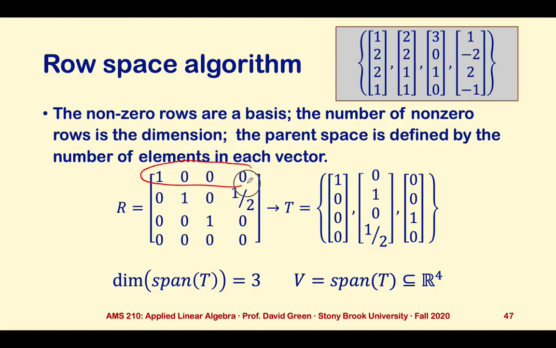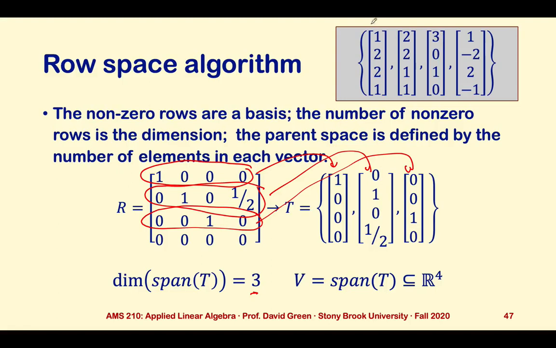The first row gives us 1, 0, 0, 0. The second row gives us 0, 1, 0, half. And the third row gives us 0, 0, 1, 0. The number of non-zero rows, the number of vectors in our basis, is the dimension of the vector space. It's 3 in this case. And we identify the parent space by simply looking at how many elements our vectors had. 4 elements, that means they were from R4.